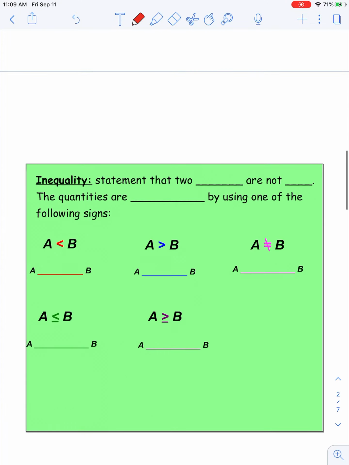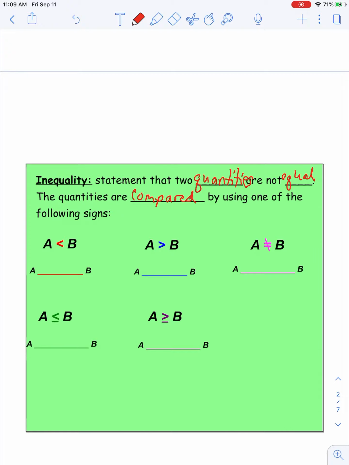So let's take a look a little bit more formally. An inequality is a statement that two quantities are not equal to each other. The quantities are compared by using one of the following signs. Now, you look at that sign. Do you know what the words are for that sign?